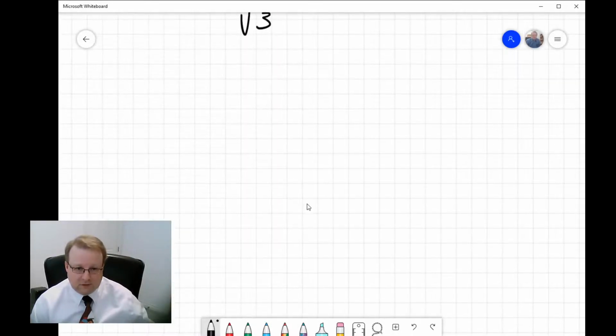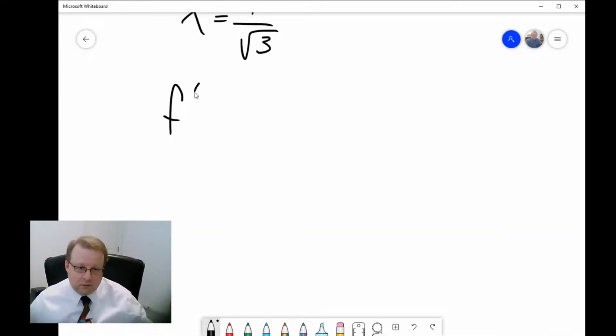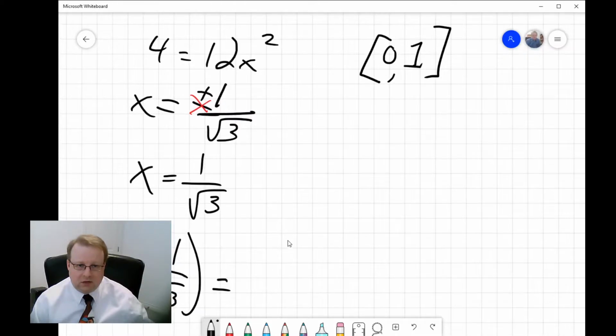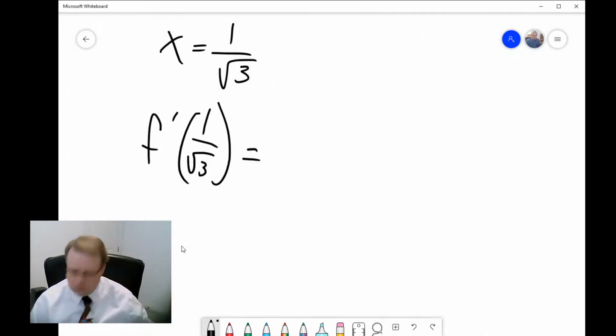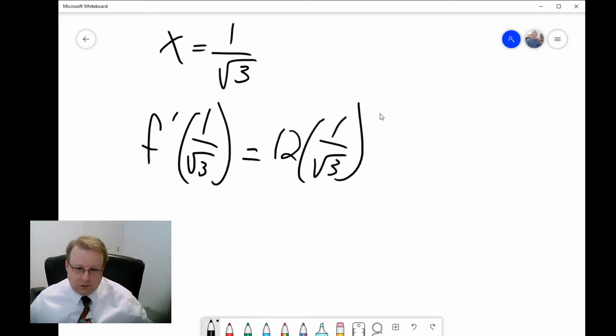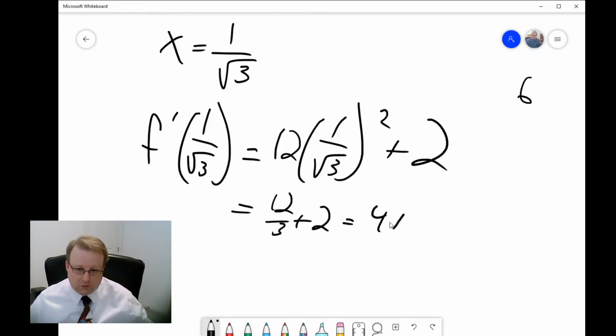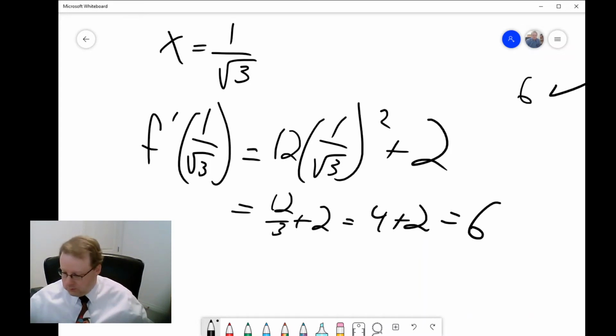We can confirm that. We can say the derivative of 1 over root 3, going back to our function, the derivative is 12x squared plus 2. So we have 12 times 1 over root 3 squared plus 2. The average value of the function we're shooting for is 6. 12 times 1 over root 3 squared is 12 over 3, which is 4, plus 2, which is that 6 we were targeting. So that is the fundamental core of the mean value theorem.